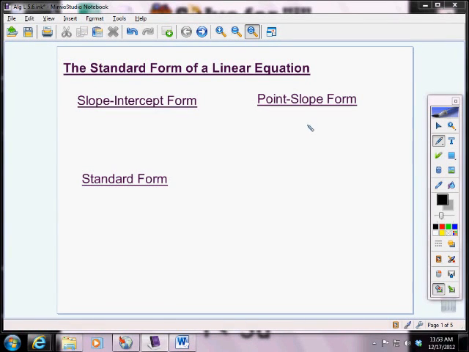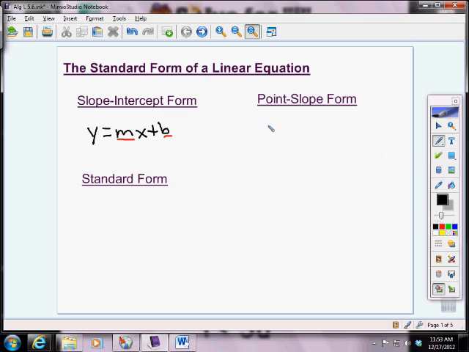We want to write a linear equation. We've been dealing with two different types of forms. The most common form we use is slope-intercept form, y equals mx plus b. This form is useful because if we know the slope and a y-intercept, then we can write an equation.